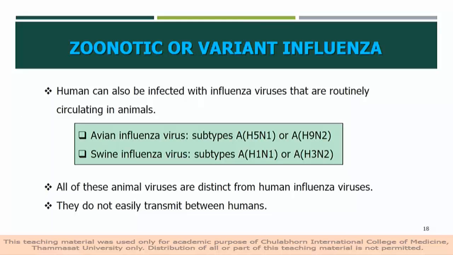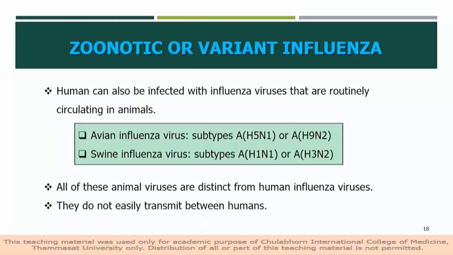Next is zoonotic or variant influenza. Humans can also be infected with influenza viruses that are routinely circulating in animals. The infection may occur through direct contact with infected animals or contaminated environments. An example of zoonotic influenza shown here is avian influenza virus subtype AH5N1 or AH9N2, or swine influenza virus subtype AH1N1 or AH3N2.